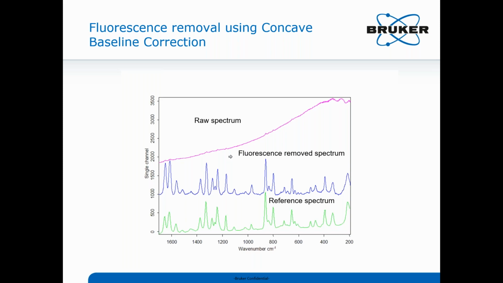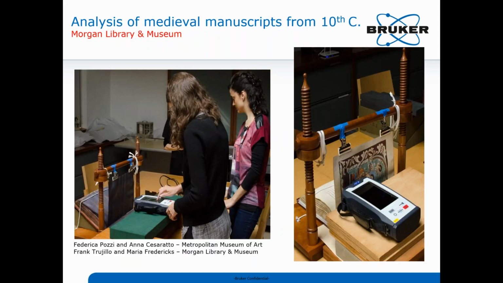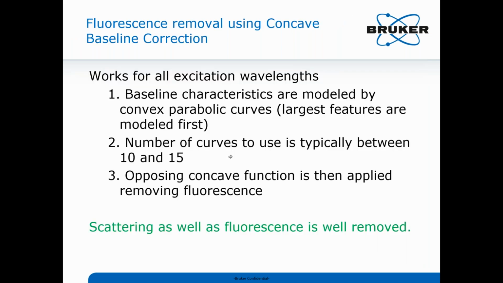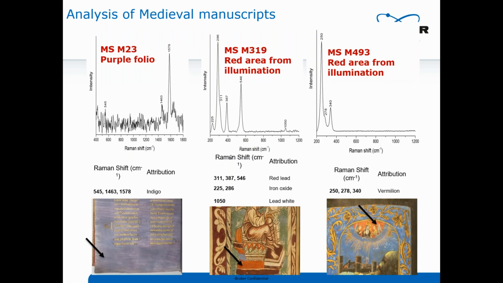This is one of my favorite examples where we're actually looking at a lab here at the Morgan Museum, and good friends of mine, Elena and Federica, are using the Bravo to analyze illuminated manuscripts from the 10th century. And you can see that we're actually going to get close to these beautiful illuminated manuscripts, but we're not going to touch them. And we're going to get rid of the fluorescence as described.